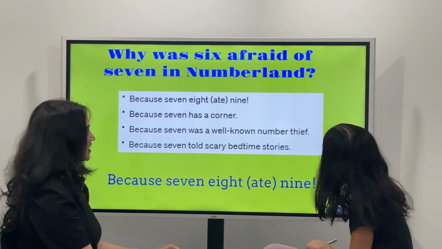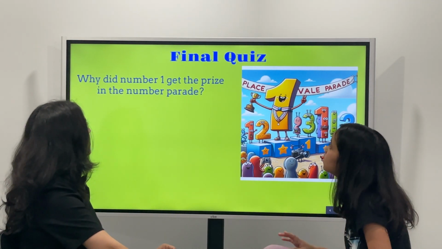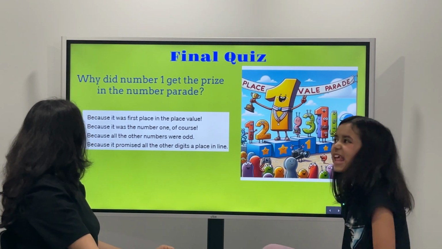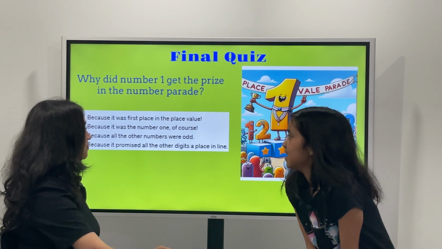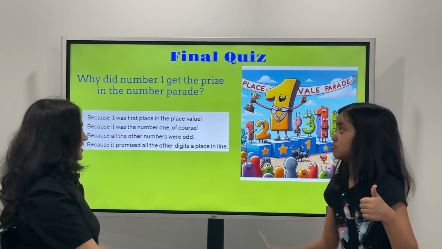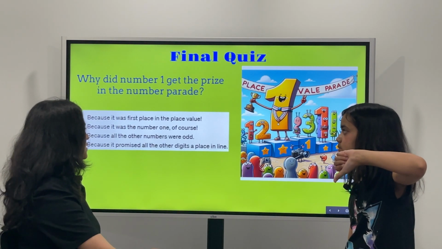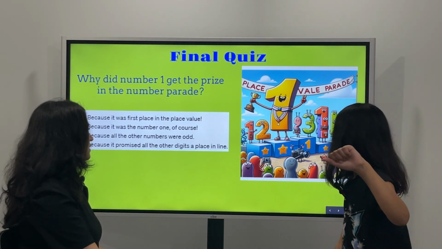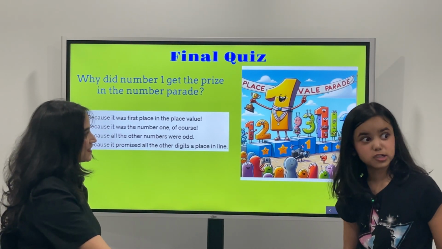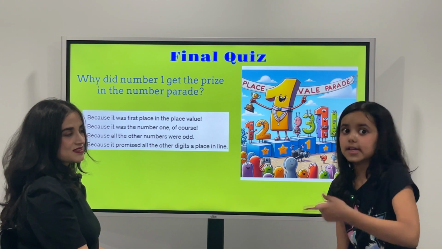Yay! Next one. Final quiz. Why did number 1 get the prize in the number parade? Because it was the first place in the place value? That's also a joke. Or no? Because it was the number 1, of course, because all the other numbers were odd, because it promised all the other digits a place in line. It's the number 1 because it's the first place value. Correct. 1, 2, 3, 4, 5, 6, 7, 8.